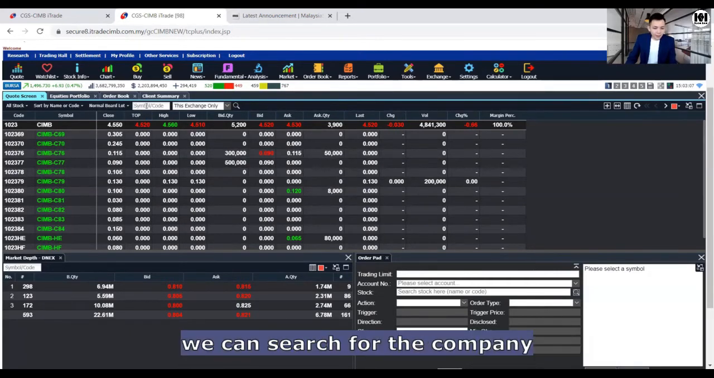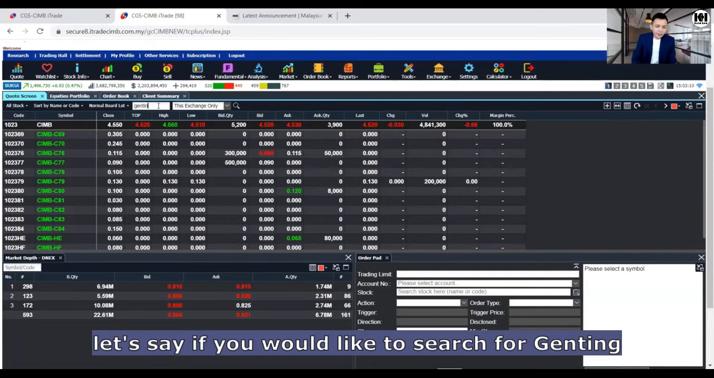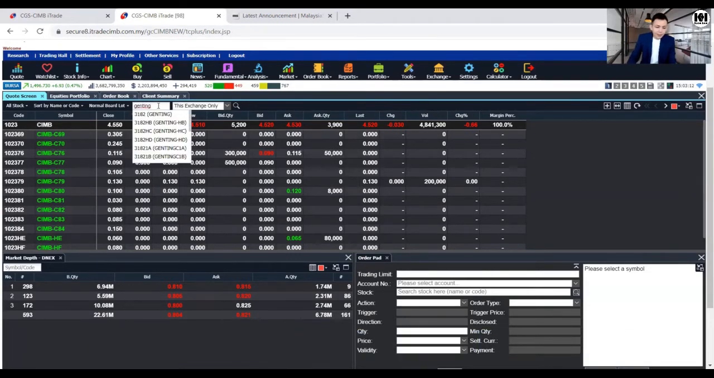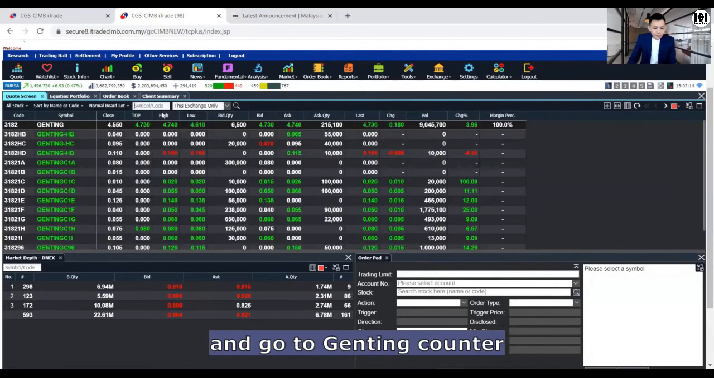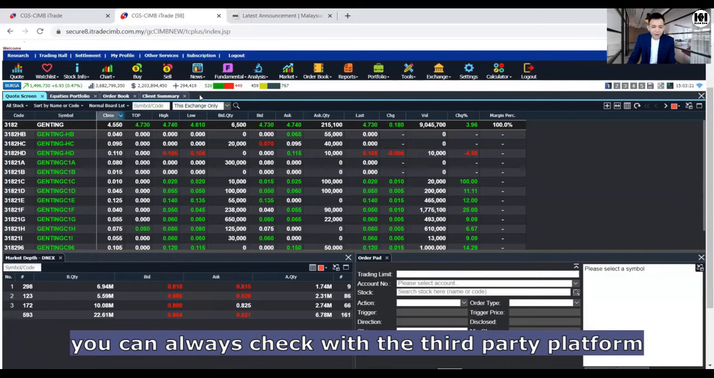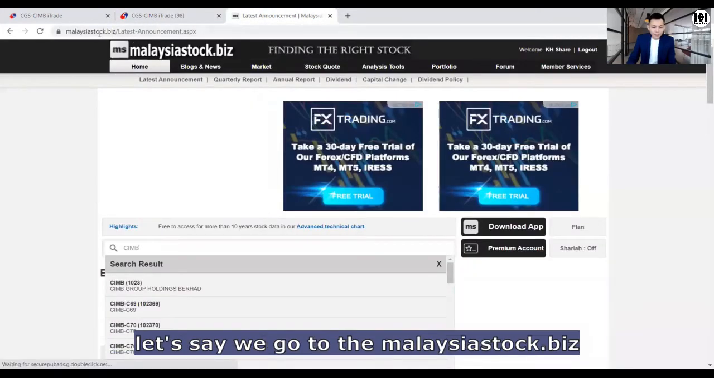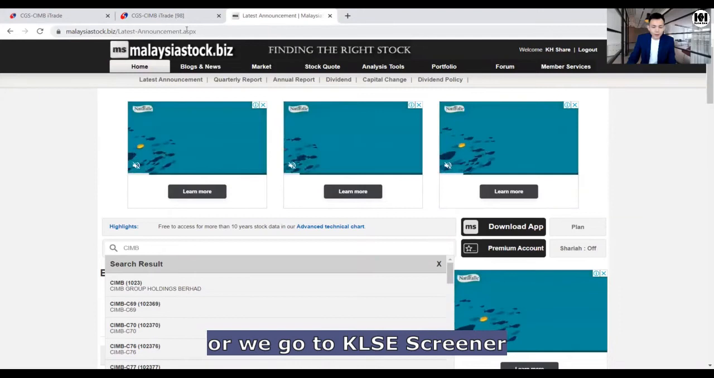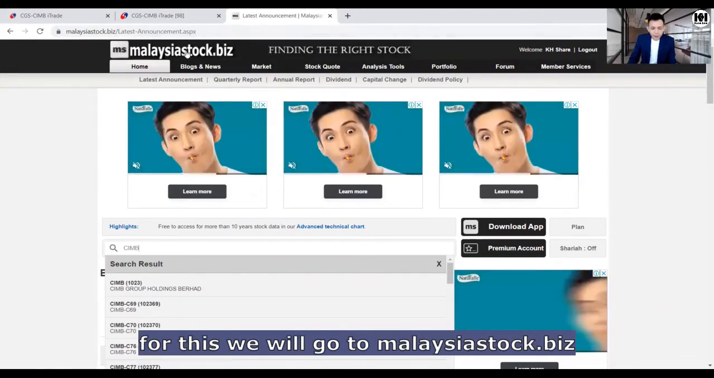Okay, we can search for the company. Let's say you would like to search for Genting, you can search for Genting and go to Genting. If you're not sure what the code or symbol for the company is, you can always check with a third-party platform. Let's say we go to Malaysia Stock Biz, or we go to KLSE Screener. For this, we go to Malaysiastock.biz.